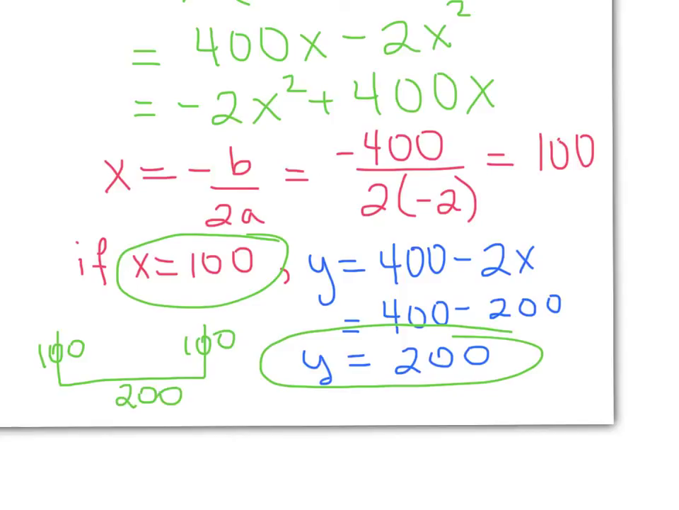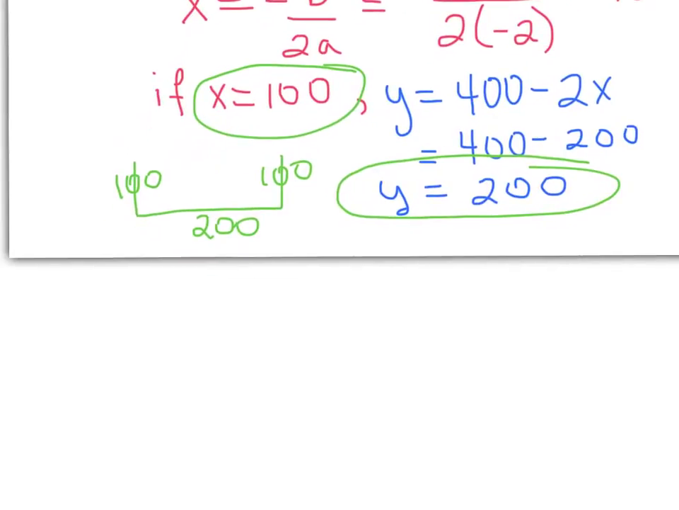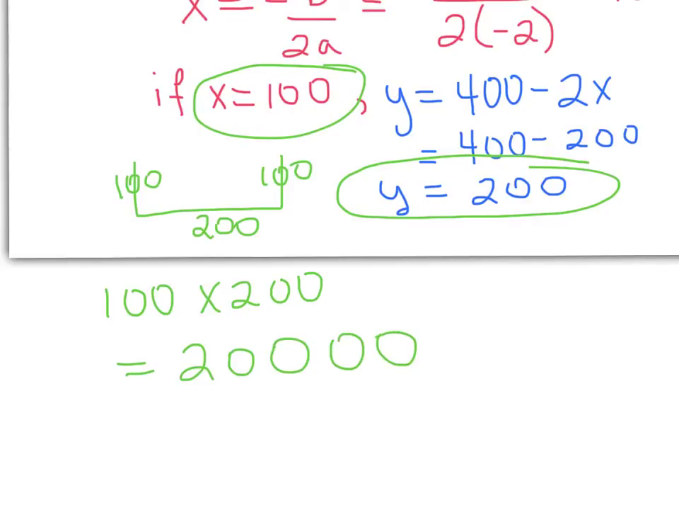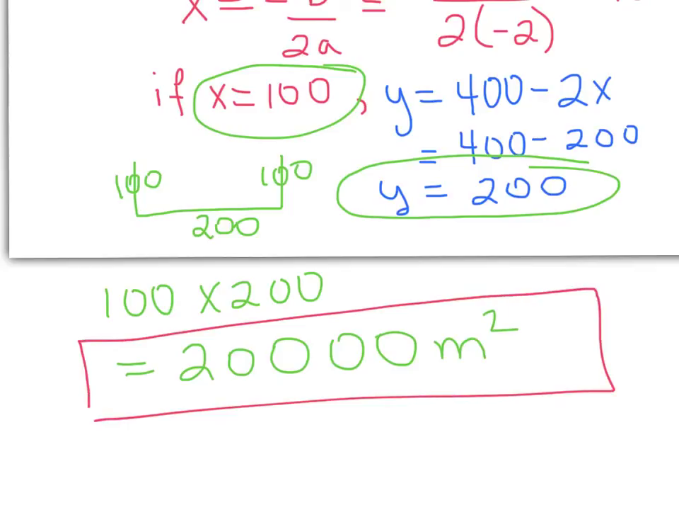That's great. So now what's our maximum area? Our maximum area that we get from here is 100 times 200 meters, which gives us the result of 20,000 meters squared. And there you have it. That's our max area.